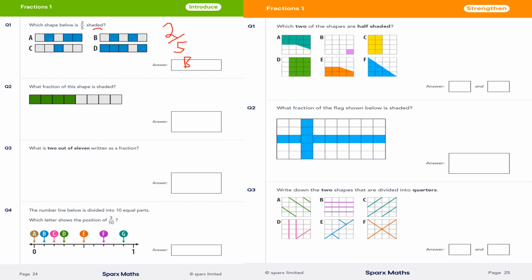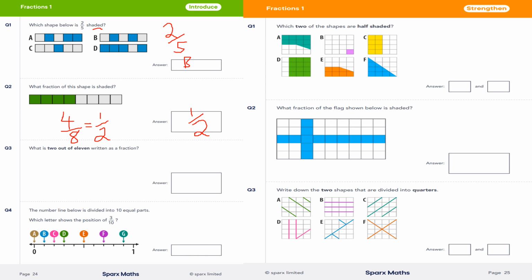total number of parts. Question number two, what fraction of this shape is shaded? We got four out of a total of eight, because four plus four is eight. So 4/8, we can simplify this, divide top and bottom by four, and we get 1/2, or just a half. So get practicing on how to simplify fractions and how to write fractions in equivalent form, particularly for those foundation tier students aiming for that grade 4, grade 5. Fractions is a big part of the GCSE maths syllabus.